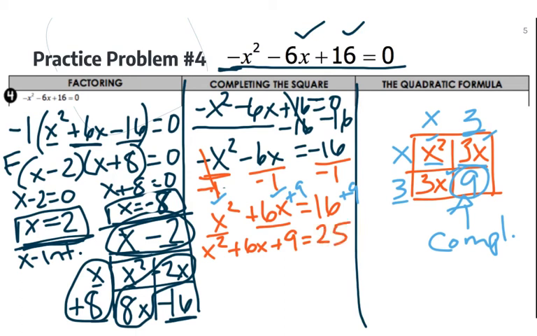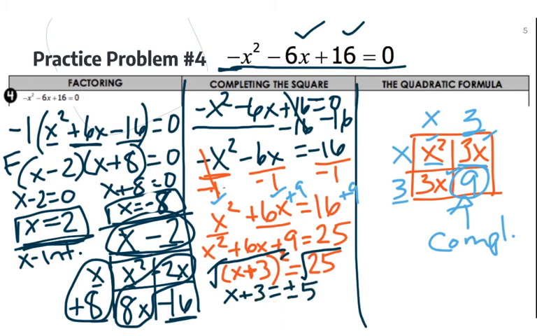All right, so now my perfect square trinomial can turn into x plus 3 times itself. So I can write that as x plus 3 squared equals 25. And let's square root both sides. So I get x plus 3 equals a positive or negative 5. Remember, 5 times 5 is 25. Same with negative 5 times negative 5.